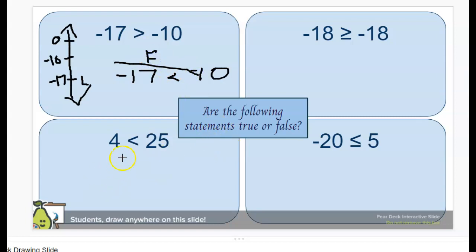Then we go down here and we say, okay, 4 is less than 25. Well, I know that having $4 is less than having $25, so this is true.